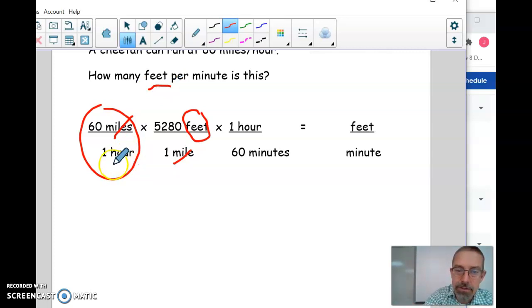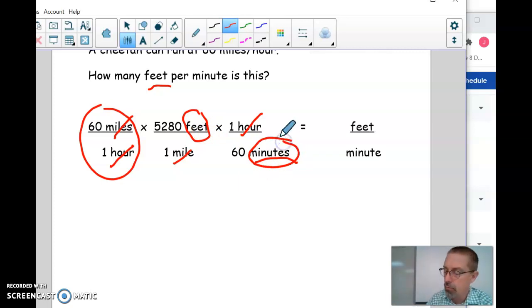So here, hours is in the denominator. If I want to get rid of it, I have to put it on the opposite side of the fraction. I need to put hours in the numerator. So 1 hour is 60 minutes. So now 60 minutes is in the denominator. So now I end up with feet per minute, which is exactly what I'd be looking for.